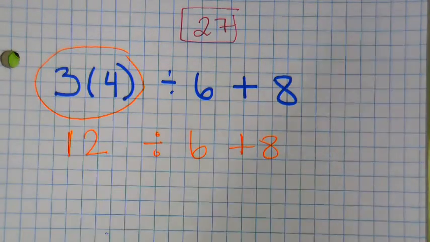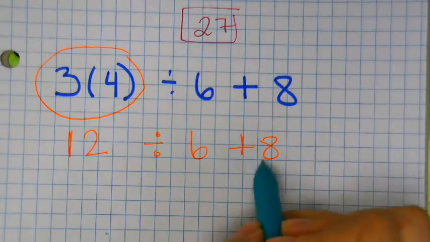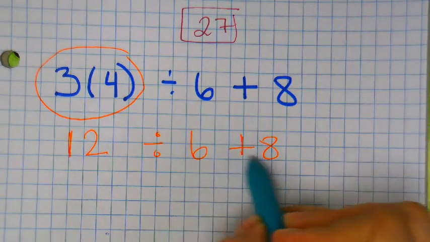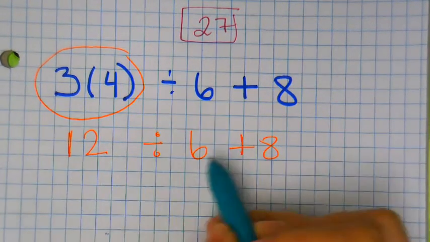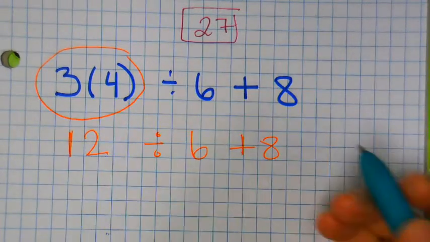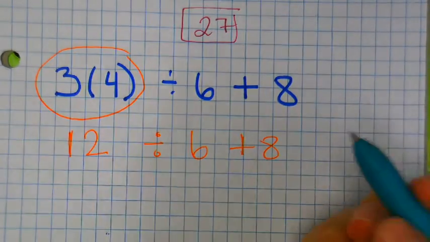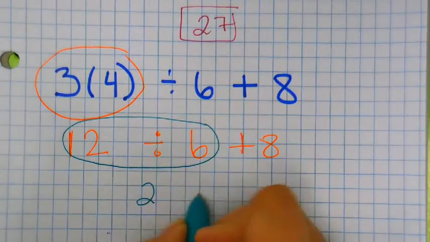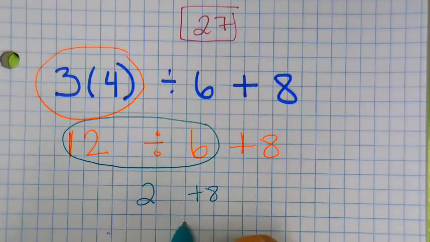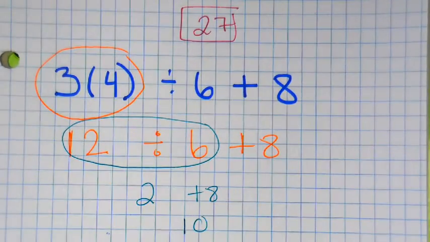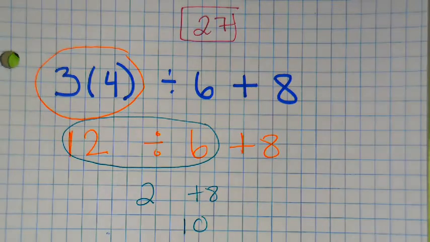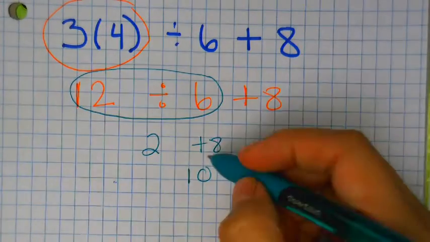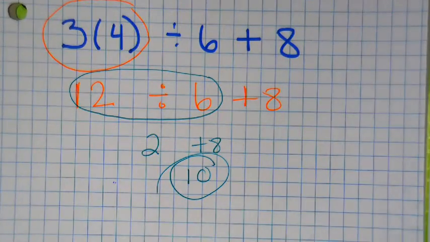Do we add first? No. If I add first, I get a wrong answer. And then this would be 14, right? Can I do 12 divided by 14? No, you can't. So that should also help you. Like, wait a minute, I can't do that. So 12 divided by 6 is 2 plus 8 is, we get 10. Pretty straightforward, hopefully? Yeah. 10 will be our final answer.